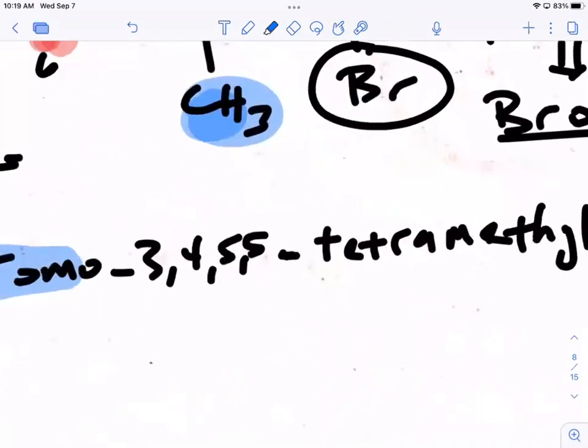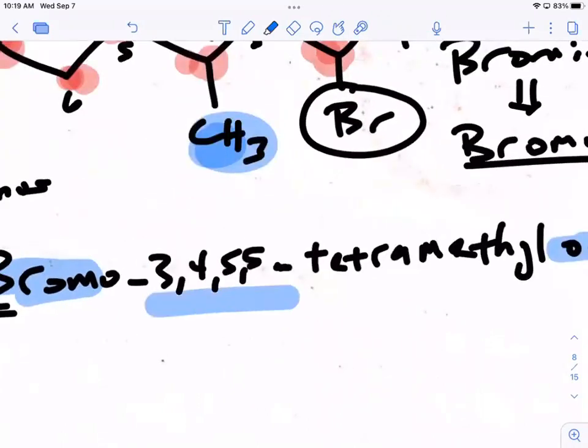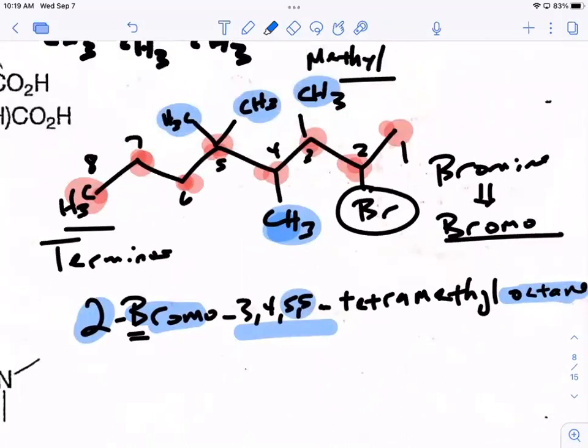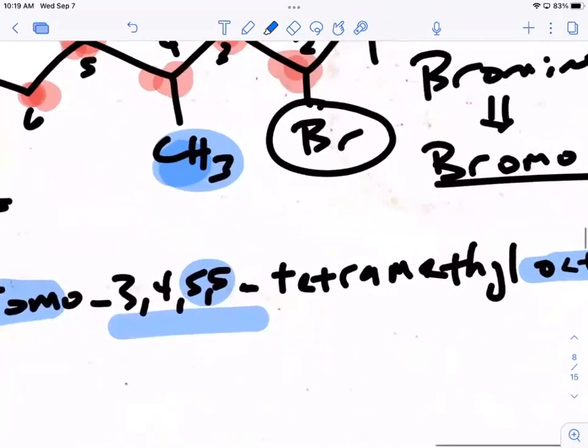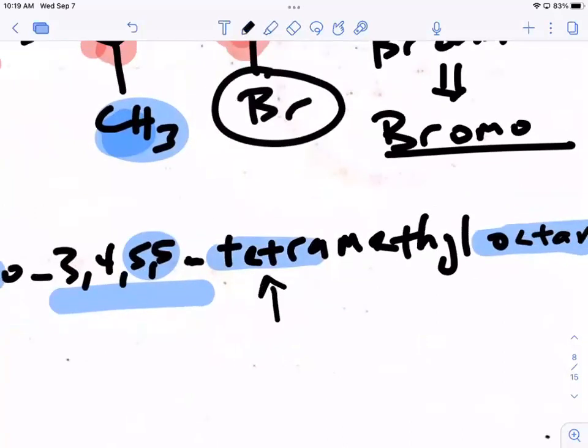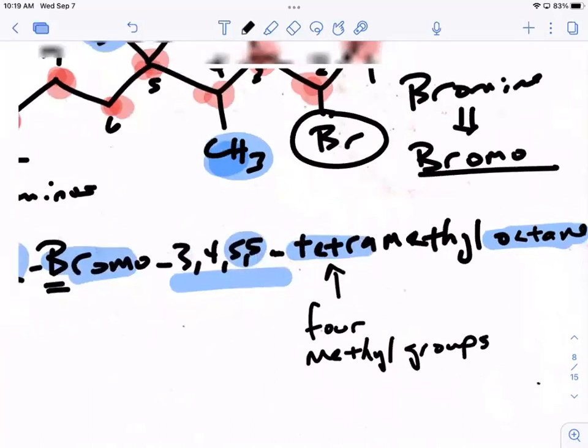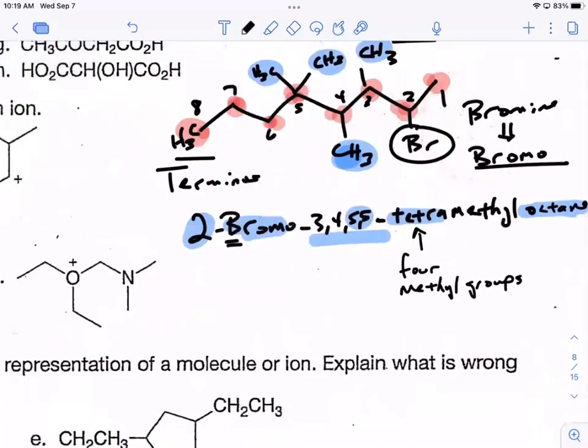So 2-bromo. The reason I have to put 3, 4, 5, 5 is because both of those methyl groups are on 5, and I have to account for both of them. All four numbers are listed. If you have 5 methyls, all 5 numbers will be listed. If you have 6, all 6 numbers will be listed. But 3, 4, 5, 5, and then the tetra means that there are 4 methyl groups. So 2-bromo-3,4,5,5-tetramethyloctane.